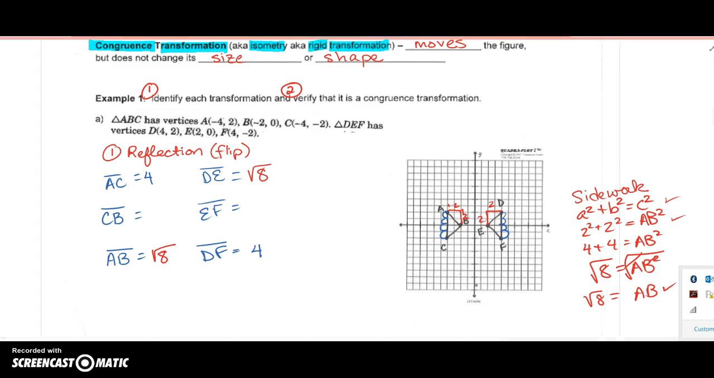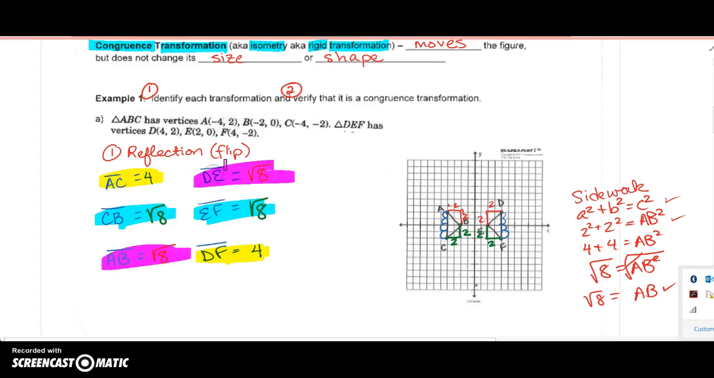Then we go to find from B to C. Oh, wouldn't you know it, it's 2 by 2 as well. So it's also going to be square root 8. And EF conveniently is 2 by 2 as well, so it's also square root 8. So let's check. Do all my sides match up? I have 4 and 4. I have square root 8 and square root 8, and another square root 8 and another square root 8. So the triangle ABC is congruent to triangle DEF by side, side, side.